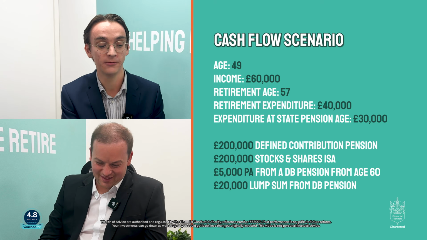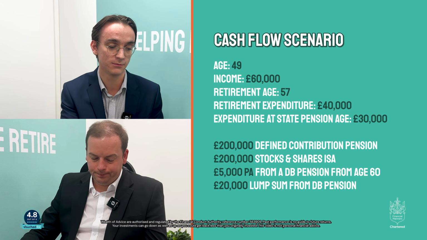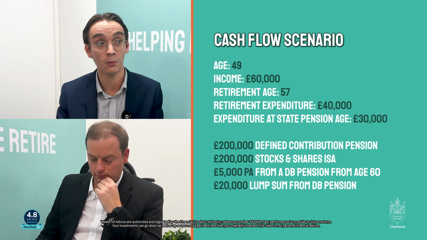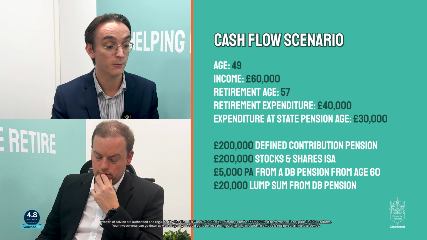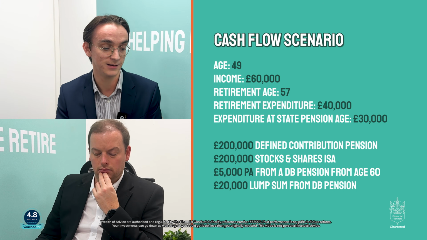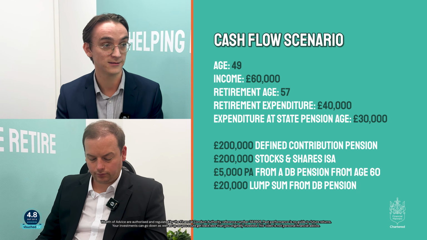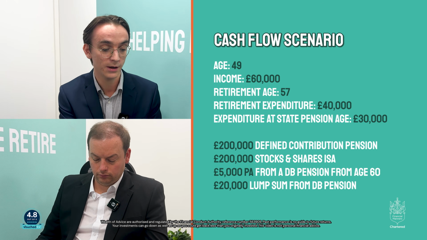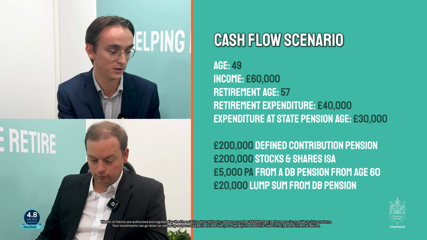The first cash flow scenario we're going to look at is someone pretty close pre-retirement at 49, wanting to retire at age 50. He's currently got 60,000 in income, wanting to only spend 40,000 in retirement, so a drop which is quite natural in retirement, and then further dropping again when they get later into retirement. At the moment, they've got £200,000 in DC pensions, so the flexible pensions that we've spoken about previously, 200,000 in an invested stocks and shares ISA, and then a small defined benefit pension of 5,000 per annum that would be payable from age 60, which would essentially incorporate a lump sum of 20,000 as well.